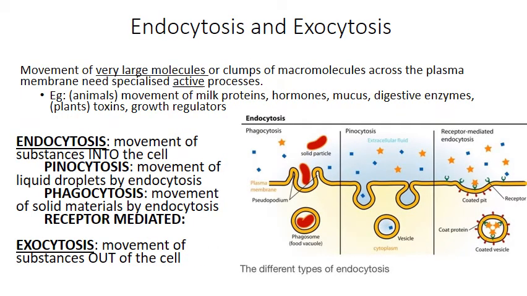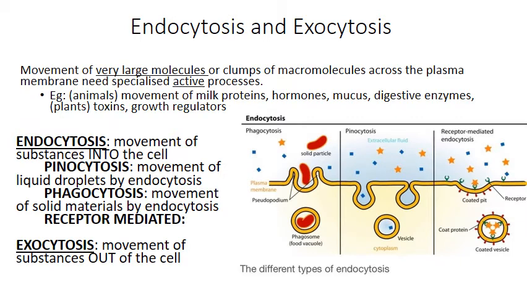Alright, now last forms of transport are endo and exocytosis. So endocytosis is when things are entering into the cell, and exocytosis is when things are leaving the cell. So endocytosis, we're looking at a couple of examples here. We have pinocytosis, so the movement of liquid droplets. Phagocytosis is the movement of solid materials. And then there is receptor-mediated, which is our final example. So these are for things that are very, very large. So proteins, like milk proteins, hormones, mucus, digestive enzymes, toxins, growth regulators, all of those things are really big.